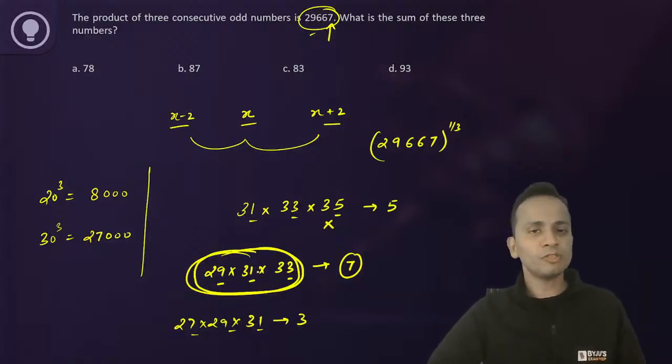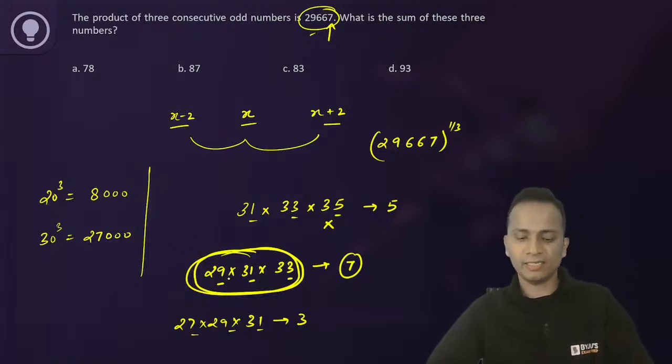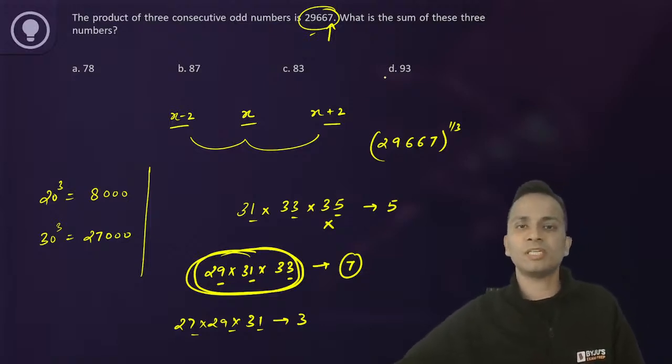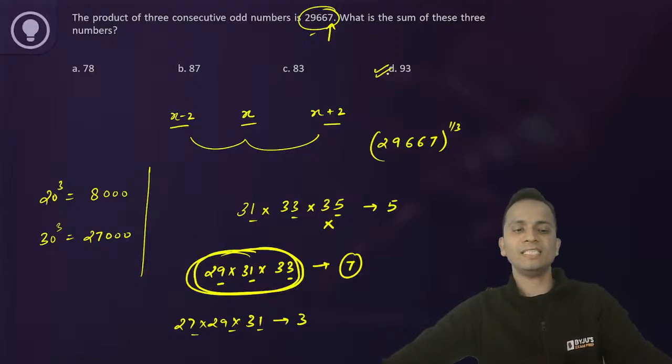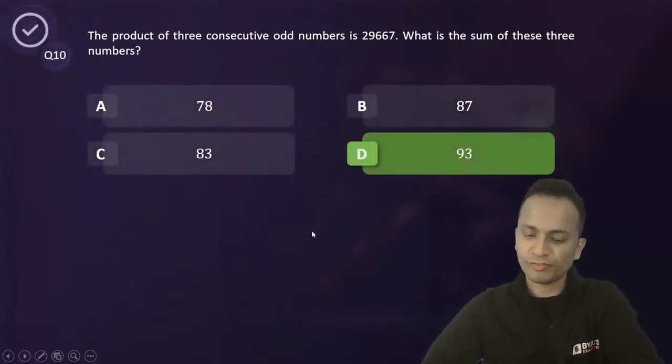If you want to be 100% sure, you can calculate their product. Okay, and then you can add these numbers, 29 plus 31 plus 33, and that will be your final answer. So 29 plus 31 plus 33, the correct answer is 93. So 93 will be the correct answer of this question. Okay, all right. So that was the last question.